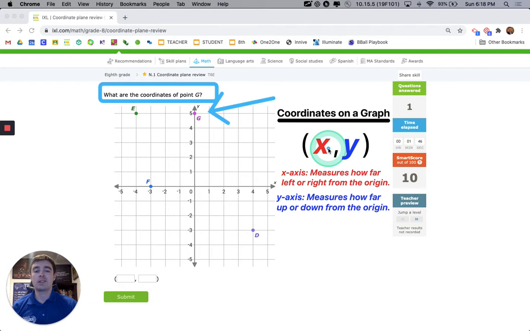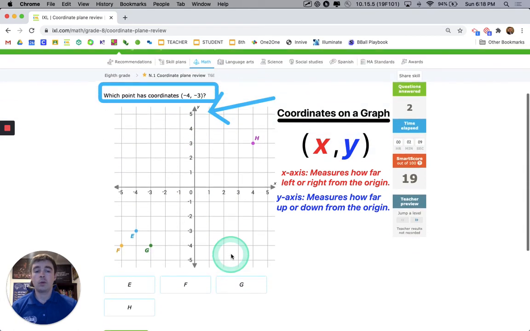So the first thing we measure is the x value, how far left or right we are from the origin. And here we didn't go left or right at all. It's directly in the middle of the graph as far as left or right is concerned. So any point that sits on the y-axis, this up and down axis, is going to have an x value of 0. And in this case, the y value is going to be +5, sitting right on the 5.